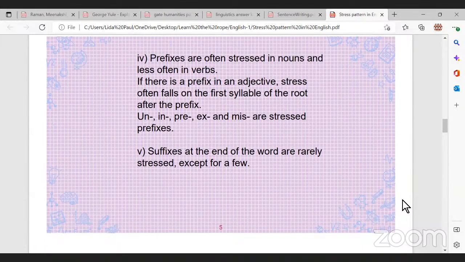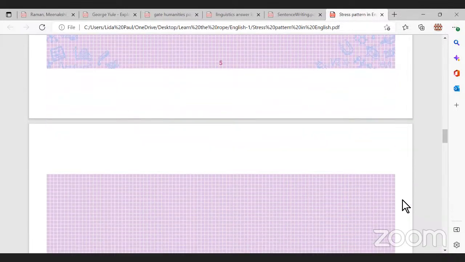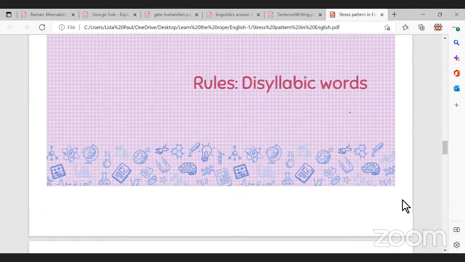Okay, then about suffixes. Suffixes at the end of the word are rarely stressed except for a few, and we'll look at what these few are. Normally it is not stressed. Like I told you about the word unemployment, ment is a neutral suffix. They don't get stressed. But there are a few of them which will definitely take the stress on them, and we'll see what they are. Usually suffixes at the end never take stress on themselves.